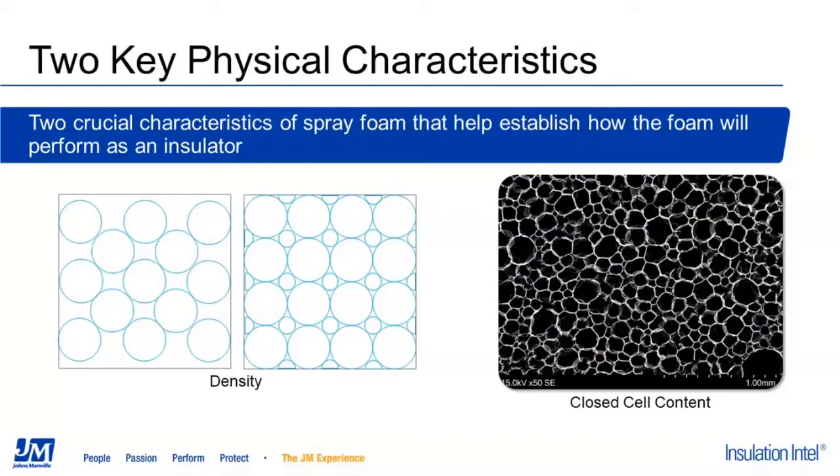cell foams. Closed cell has a relatively higher density, around 2 pounds per cubic foot, and a higher closed cell content. Open cell, on the other hand, has a lower density of around 0.5 pound per cubic foot and a much lower closed cell content. In this presentation, we'll be focusing mostly on closed cell foams.